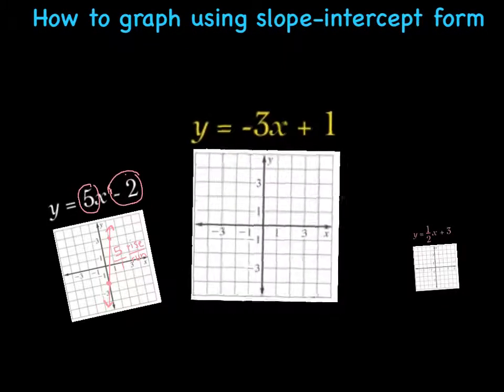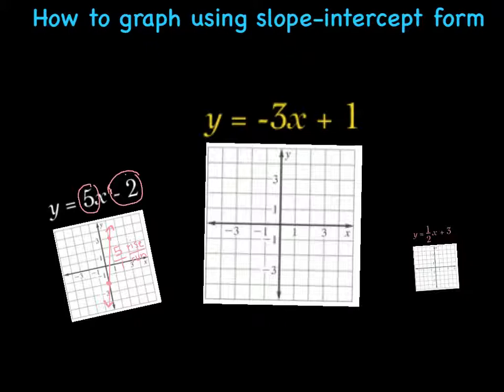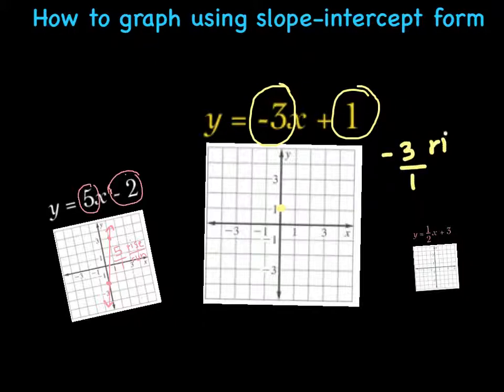On my next example, again I'm going to start by identifying the slope and the y-intercept. So my slope here would be negative 3, and my y-intercept would be 1. So this time, I'm going to start my graph up 1, because that's where the line that we're going to draw will cross the y-axis. The difference this time is with a slope of negative 3 as a fraction, that's negative 3 over 1.